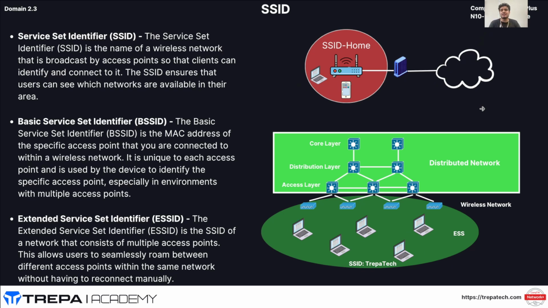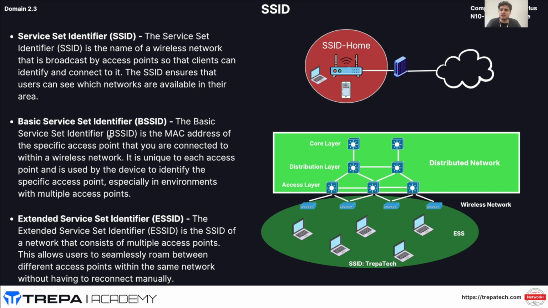So yes, an SSID is broadcasted by the access point, but an SSID actually represents the wireless network you're connecting to. So I could set up on my Ubiquiti network here 10 SSIDs being broadcasted by my access point in the other room, and each SSID will represent a wireless network I can connect to, okay? A basic service set identifier, the BSSID, is the MAC address of that specific access point that you are connected to within a wireless network.